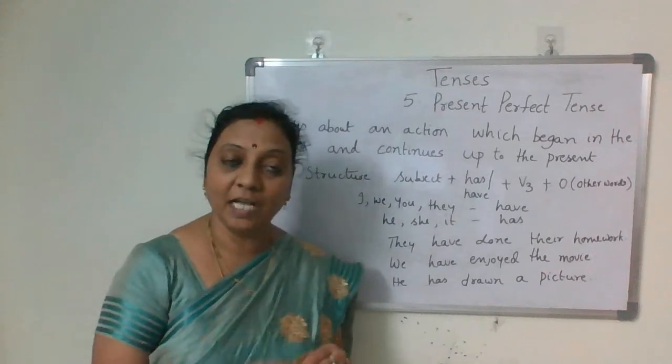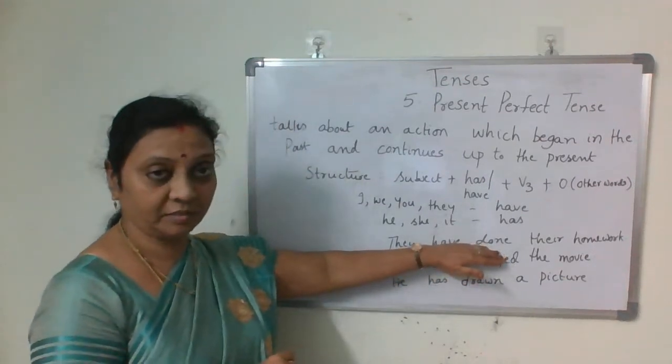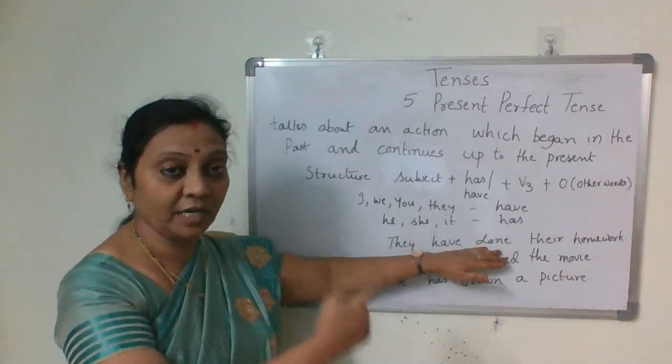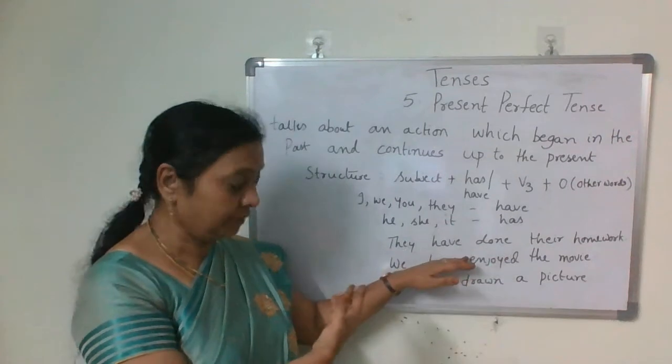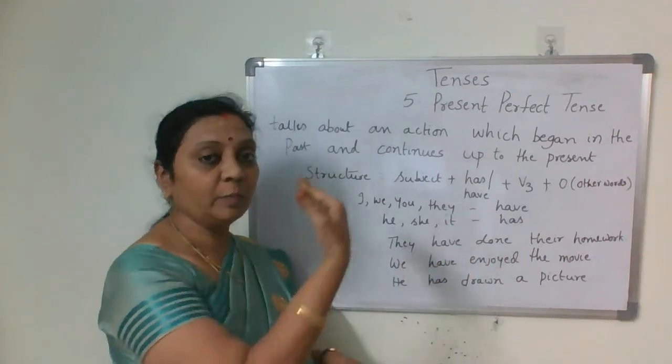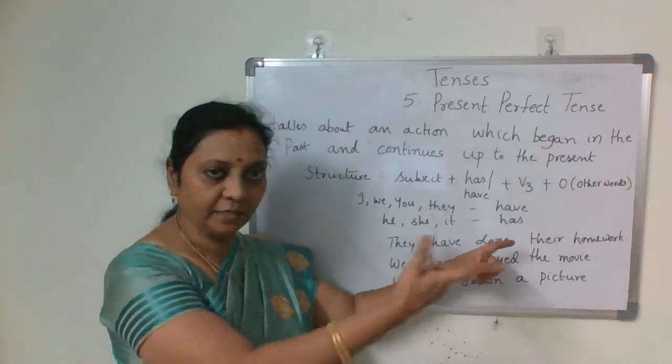They have done their homework. Look at this example. Have done. They is there, so definitely we have to use have form. So have, we have to use plural. Have plus done. Okay, so have plus V3: do, did, done. Their homework.